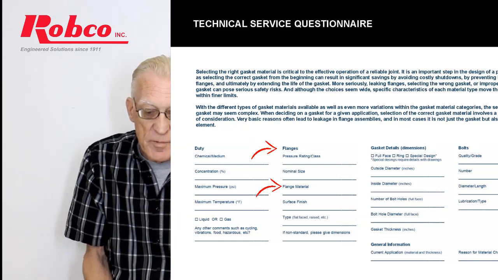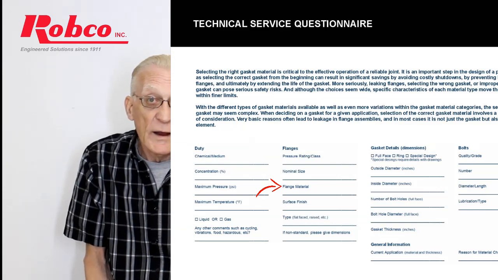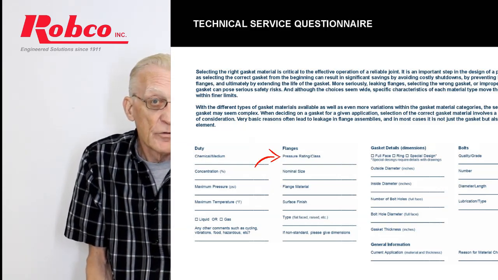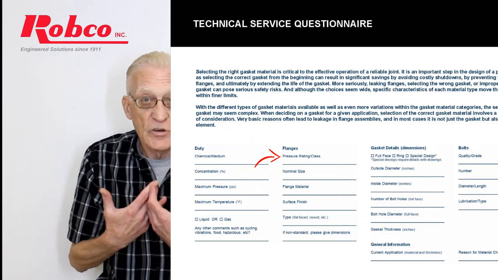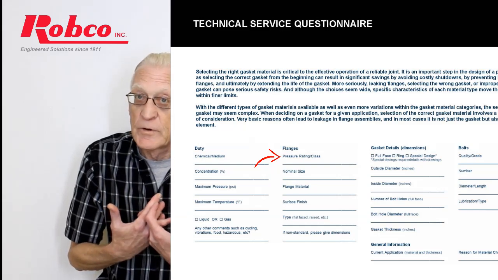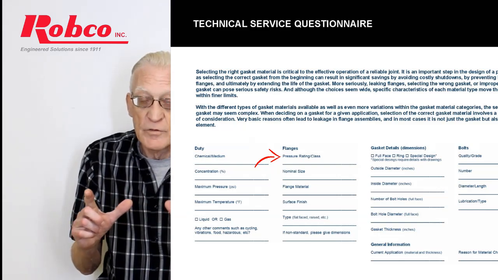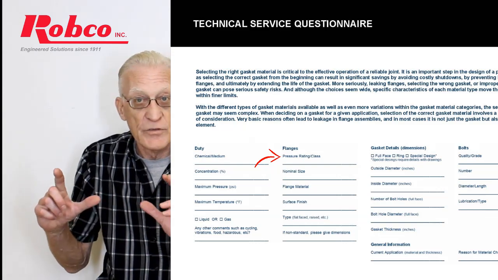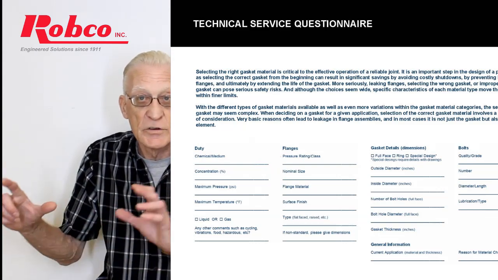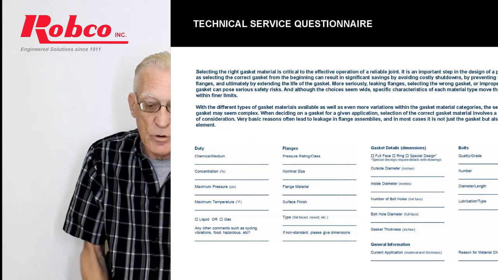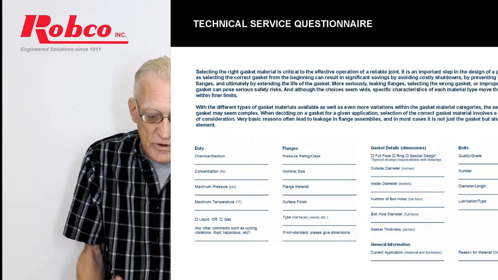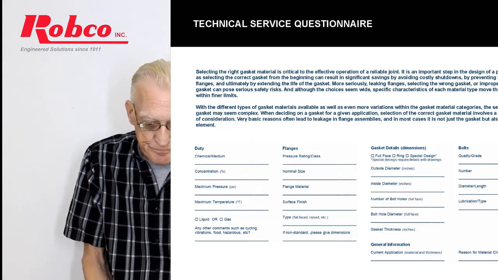Our flanges, what are they made of? What is the rating? What is the pipe class? 150, 300. Again, it's all written down. If it's a 4-inch 150, it's this big. If it's a 4-inch 150 ring type, it's this big. Full face, it's this big. It's got that many bolts, that many holes, etc. So we need to have all of that information.